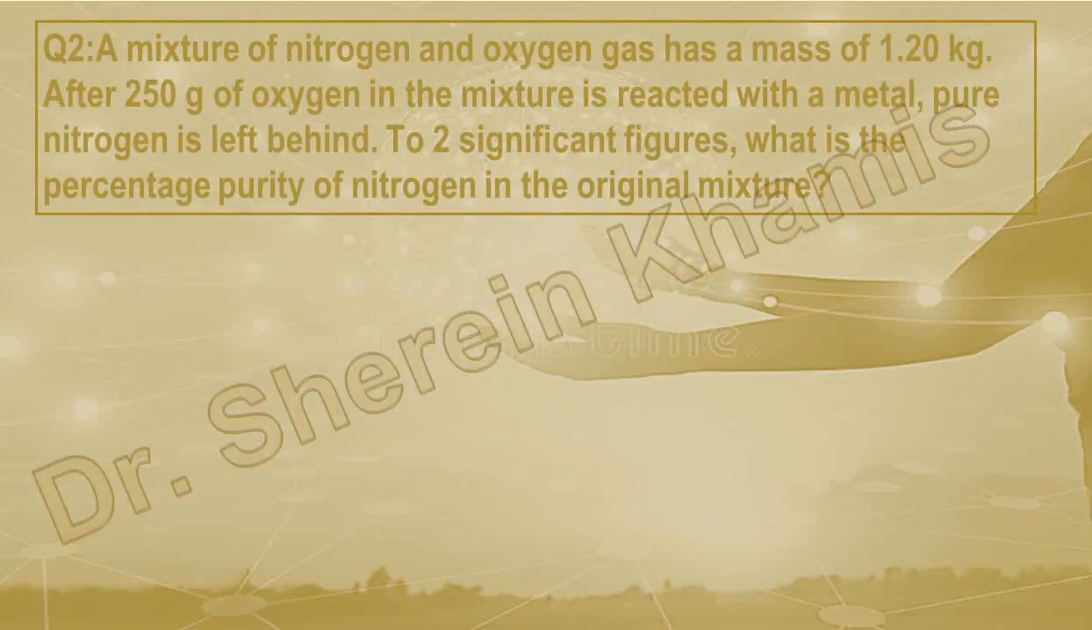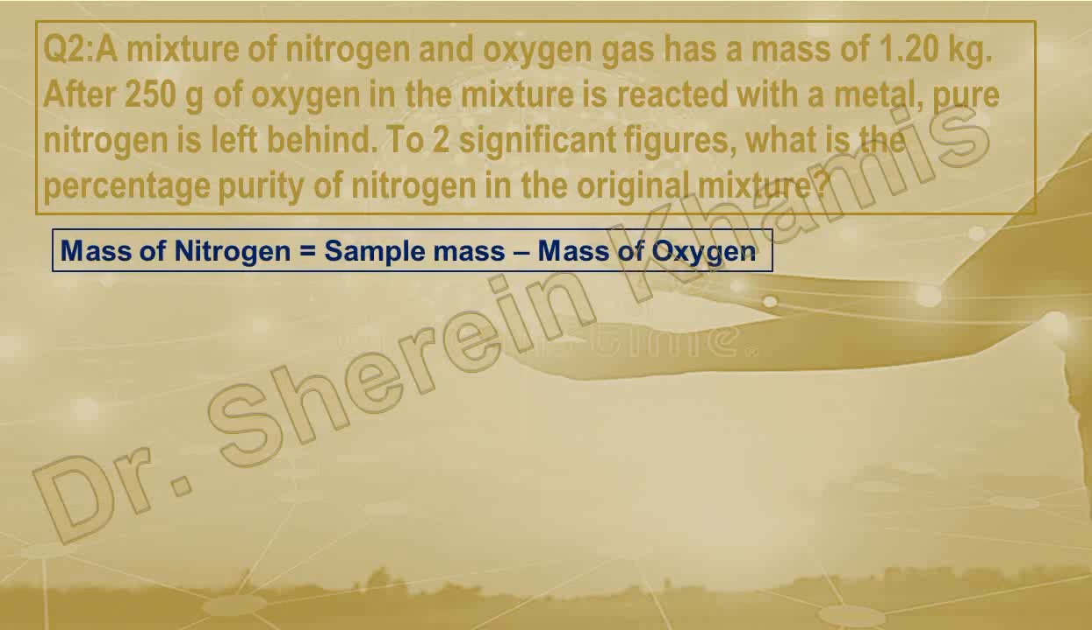Question number 2 says that a mixture of nitrogen and oxygen gas has a mass of 1.2 kilogram. After 250 gram of oxygen in the mixture is reacted with a metal, pure nitrogen is left behind. Give the answer to two significant figures. What is the percentage purity of nitrogen in the original mixture? We want to calculate the percentage of what? Of nitrogen.